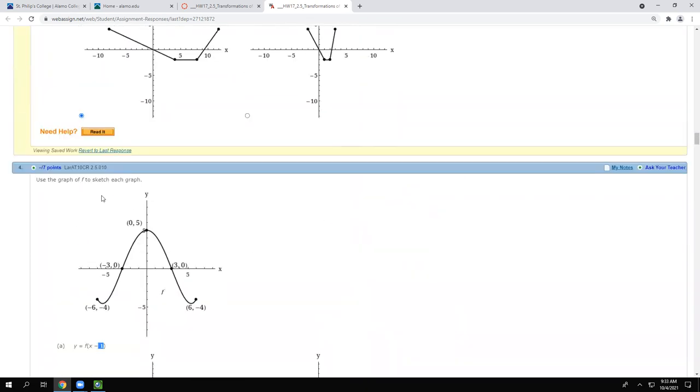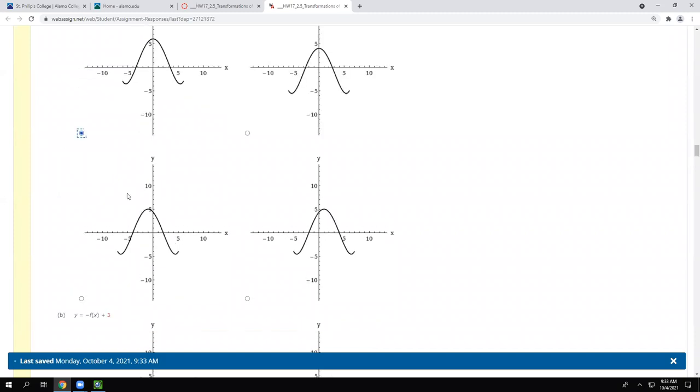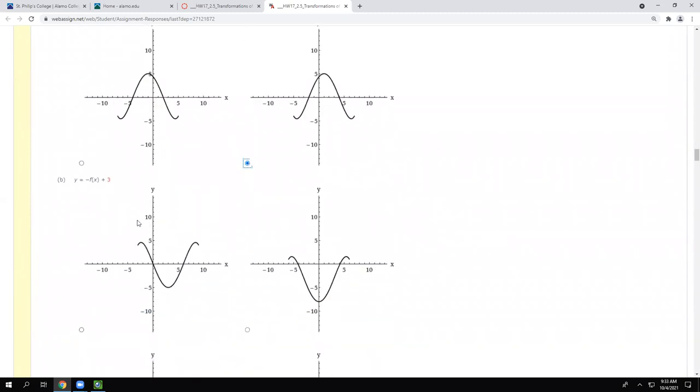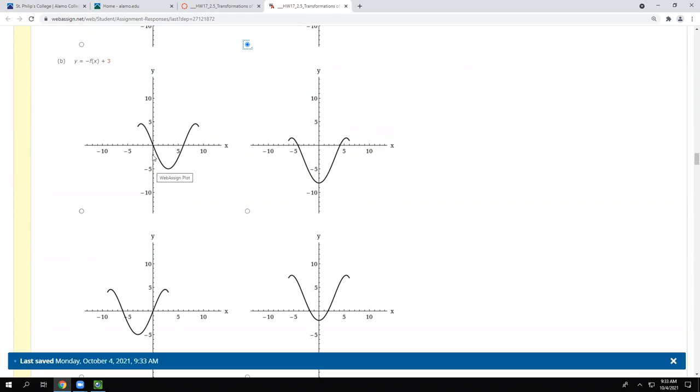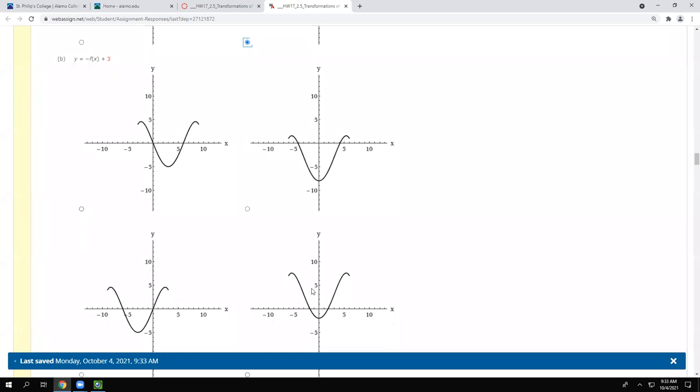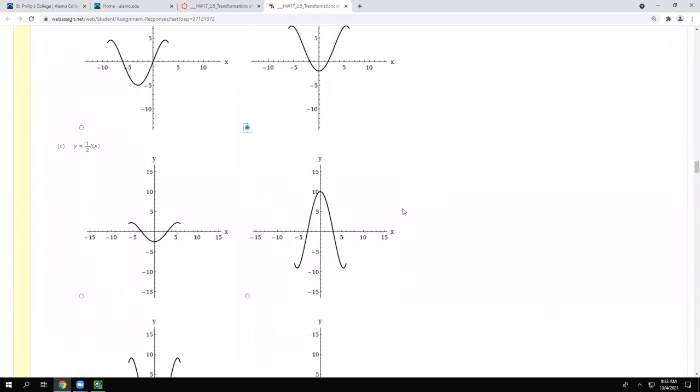Okay, that one's gonna move it to the right. So it'll probably be this one. This one's gonna flip it. And then it's gonna move it up 3. So the little flip will put it at -5, and then it's gotta go up 3. So it actually is this one here.